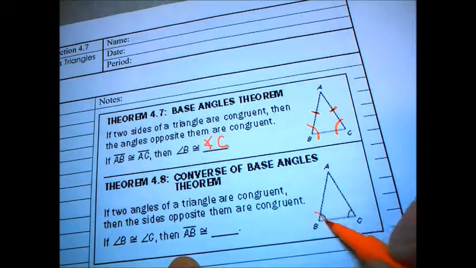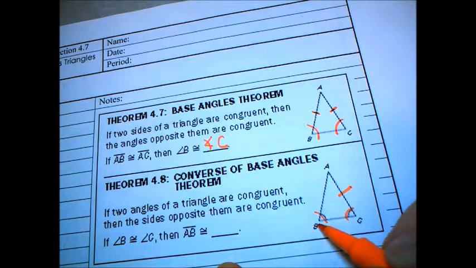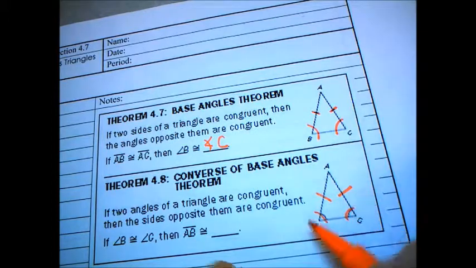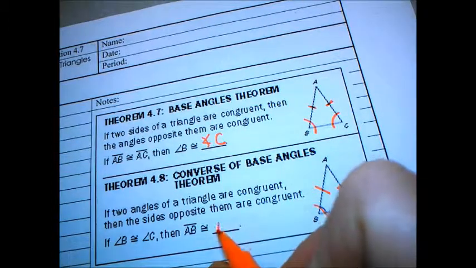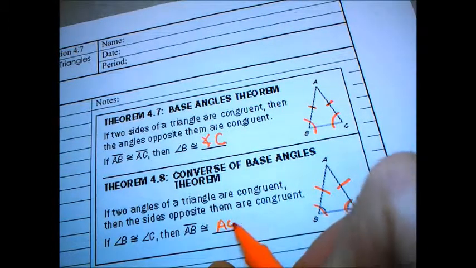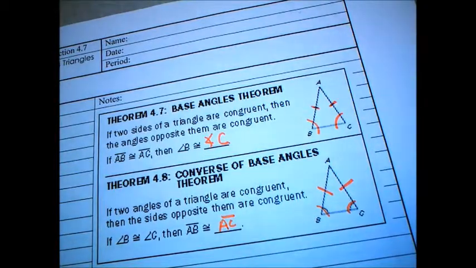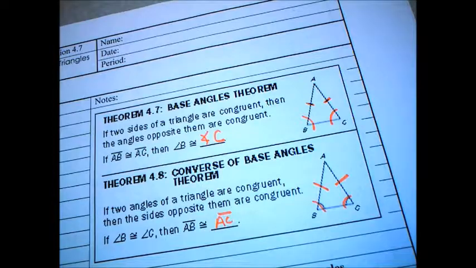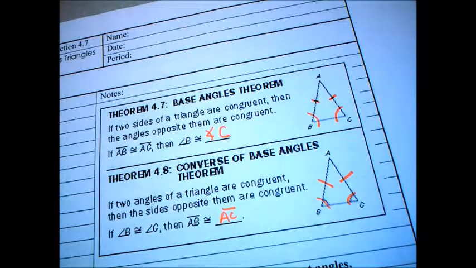This says if the angles are congruent, then the sides opposite of those angles, directly across from them, will be congruent to each other. So these go back and forth. So it says AB will be congruent to AC. That's a nice thing about isosceles triangles: the legs are equal, as well as the base angles.